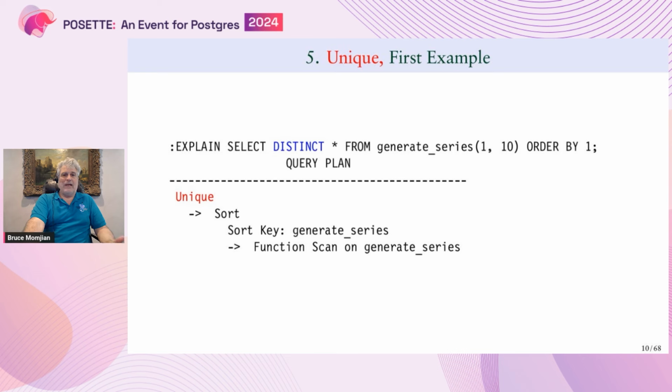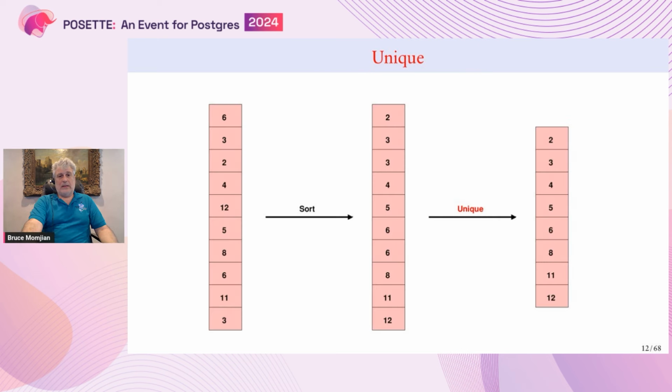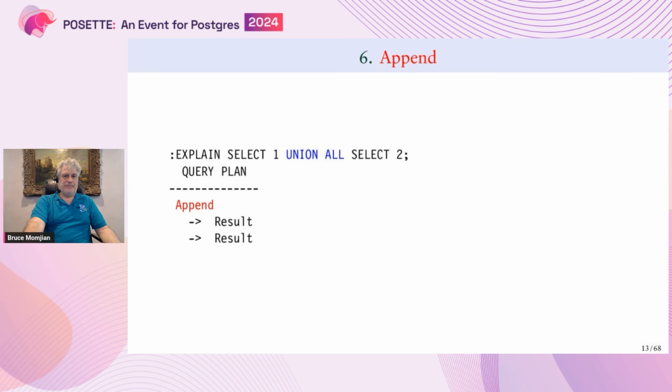If you're familiar with the distinct clause in the target list, as I'm highlighting here in blue. Another way you can get distinct is a union. This is a special clause that joins two selects together. This is not the same as union all, but actually union where duplicates are removed, and that's why the unique clause is used here. Here's a diagram of that. To do unique, we basically sort the result, and then we remove adjacent duplicates. That's the easiest way to get uniqueness.